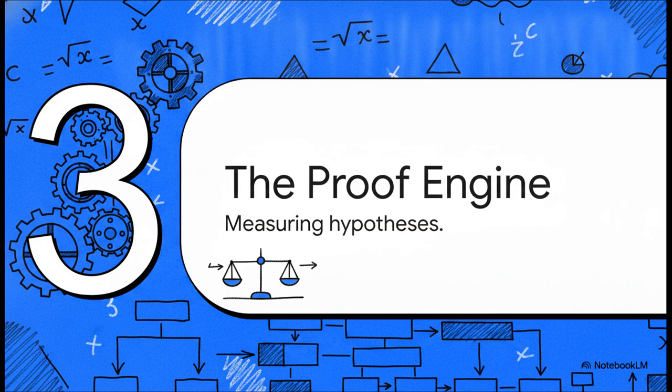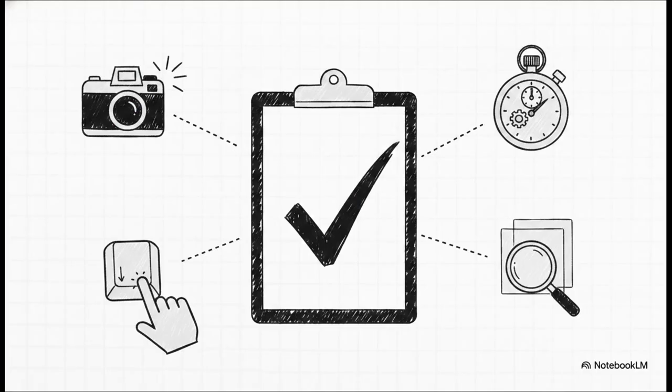That brings us to Section 3, the deterministic proof engine, measuring hypotheses against observable reality. So you might be wondering, how exactly does the AI prove its hypothesis actually matches the Oracle without any human subjectivity? Well, it relies entirely on rigid math.